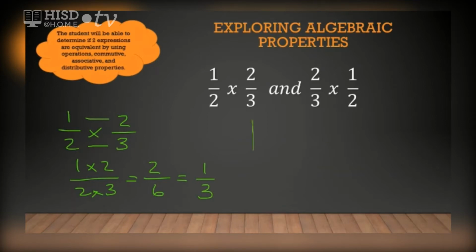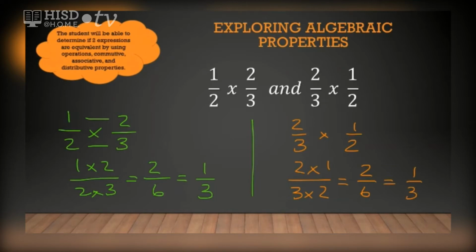Let's go to the next one, and we change the order. Now we're going to explore 2/3 times 1 over 2. We're going to do the same, 2 times 1, multiplying numerators and then multiplying denominators. This is going to be equal to 2 over 6, which gives me the same result, 1/3. So I can say that the commutative property, or the order of operations, does work for multiplication.